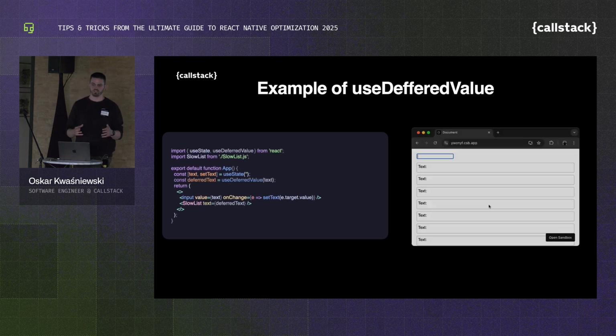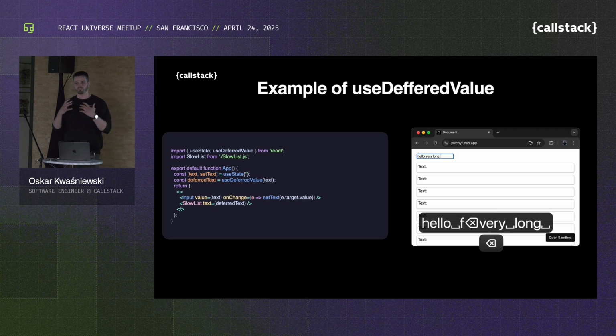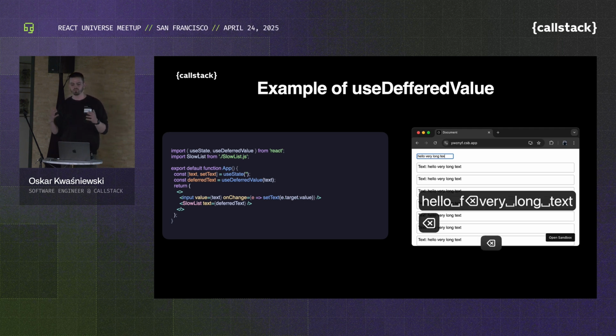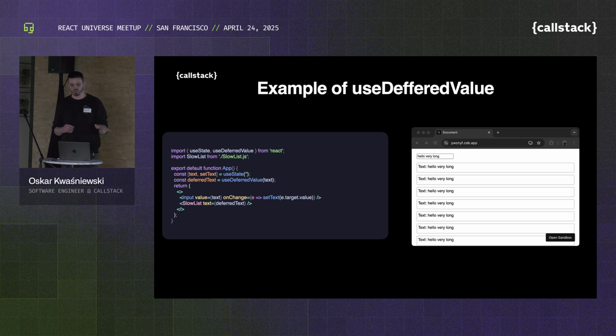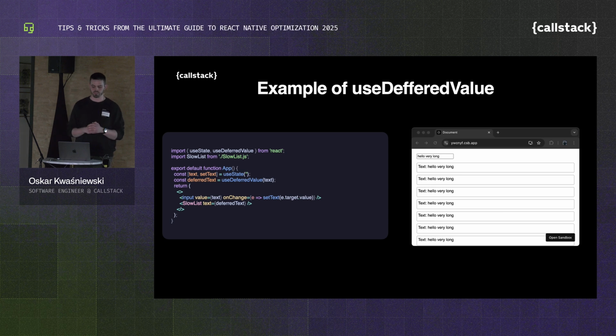So let's modify this code a bit by adding useDeferredValue. And this hook allows us to defer updates to a value by prioritizing more urgent updates, like updating the text input. So we are still using the same really slow list component, but the text input is now a lot smoother. And this makes our app's perceived performance a lot better.